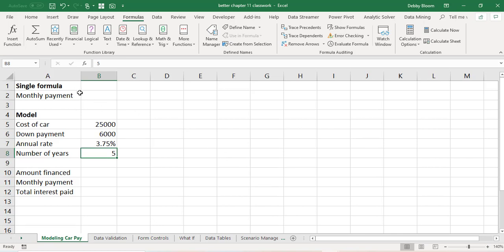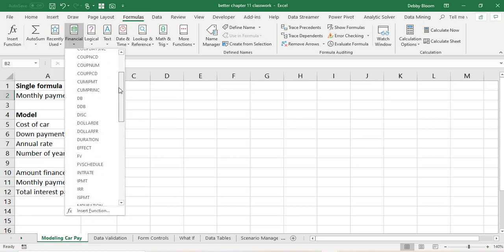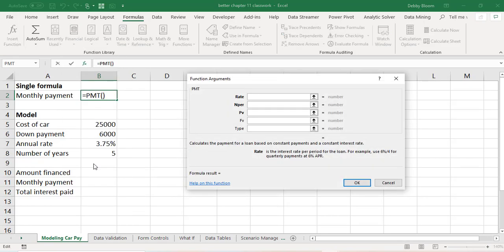Well, first of all, let's just put in a formula to calculate the monthly payment, and then let's see how we can model this a little bit better. So I'm going to click in cell B2, and I'm going to click Formulas, and then Financial, and I'm going to scroll down until I see PMT. Calculates the payment on a loan based on constant payments and a constant interest rate. So in the rate, I'm going to type 3.75%. Don't forget that percent key, that's very important. Or 0.0375 would work, but I have to /12 because it's a monthly payment.